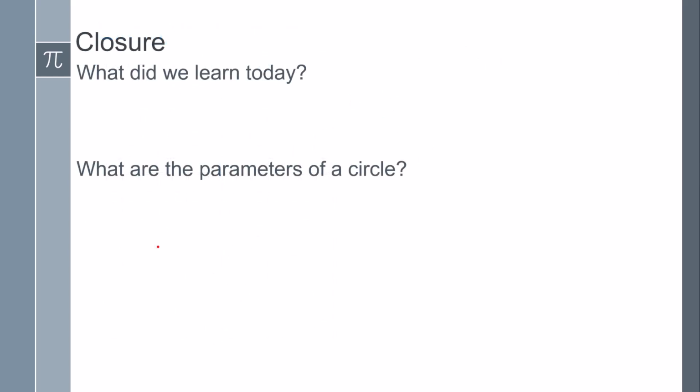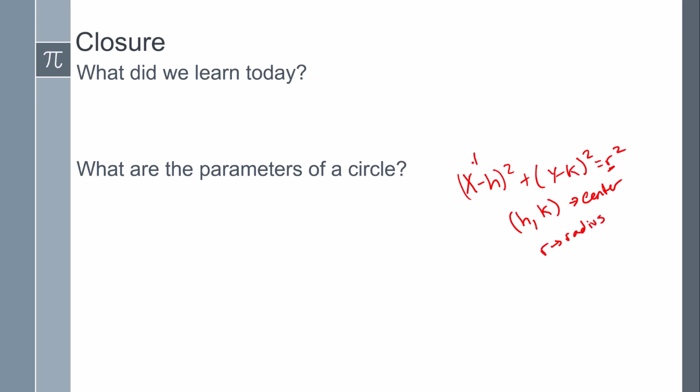So what did we learn today? We learned how to graph circles. Now, what are the parameters of the circle? Well, if our formula is this, h, k, the horizontal and vertical shift, that's the center of the circle. And then the r, that's going to be your radius. Now just remember, in the formula for our circles, both the h and the k, there's a minus. So you're going to do the opposite.